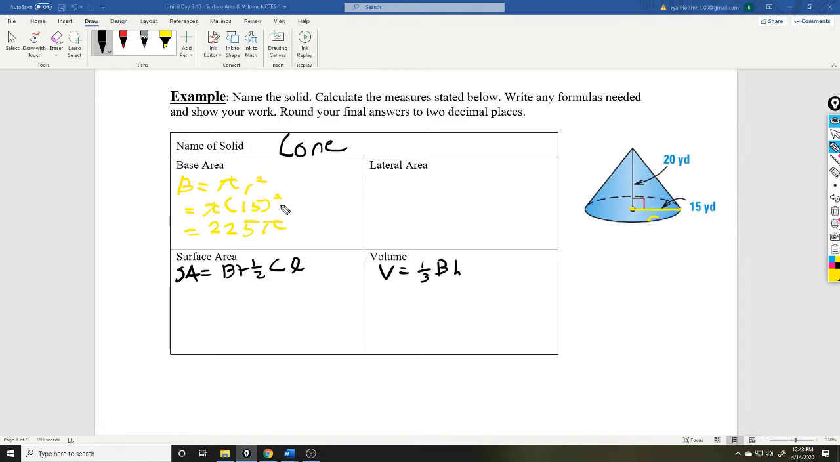.225 pi for area of the base. Lateral area: 1/2 the circumference times your slant height. Okay, this is the tricky part. First off, circumference. The formula for circumference is 2 pi times the radius, 2 pi r.